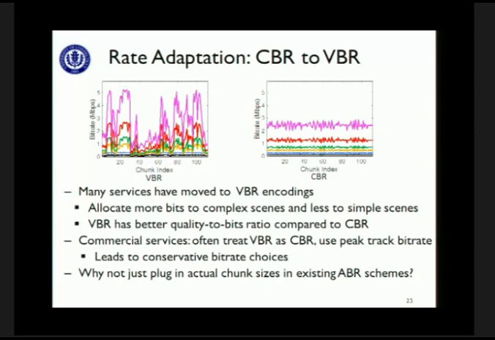So what if I just plug in the actual chunk sizes in the existing ABR schemes? This is not a good idea. That's why you need to have a different enhancement scheme for VBR. So typically what happens in VBR is that you set the peak for each track, and then you encode depending upon the complexity of the scene, okay? So typically, this is going to be the peak for maybe the fifth track, the fourth, the third, and so on and so forth.